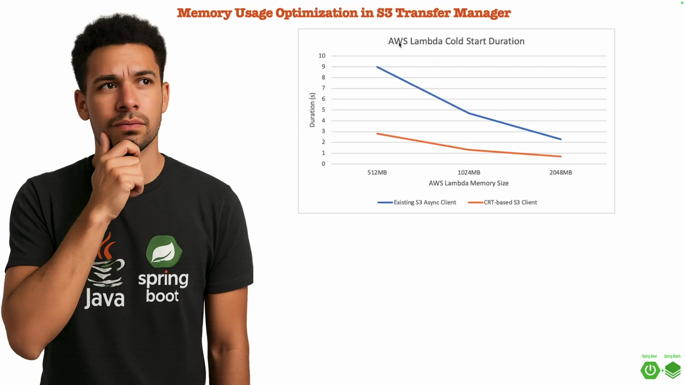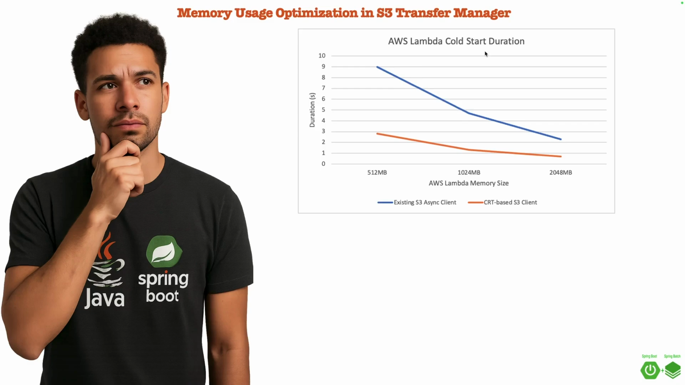So as we can see here, we are talking about the AWS Lambda cold start duration, using, for example, the existing S3 async client, which is the one that many people are using in production, against the CRT based S3 client. And we can see here the difference is notorious when we talk about the cold start duration. So if you understand, cold start is just the initial startup delay, okay?